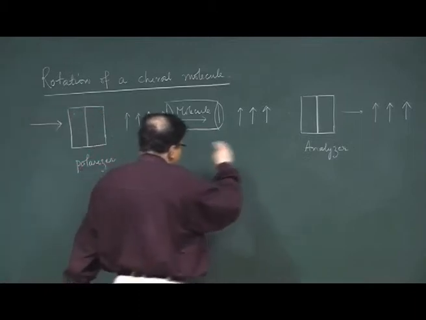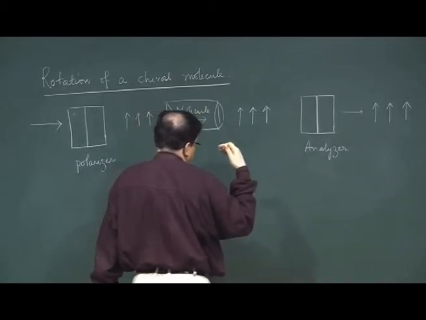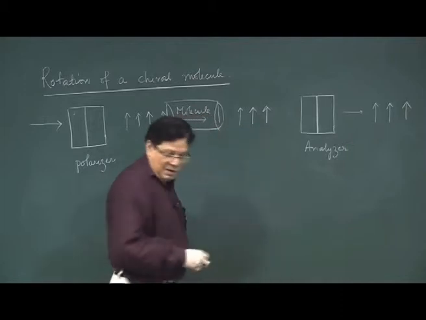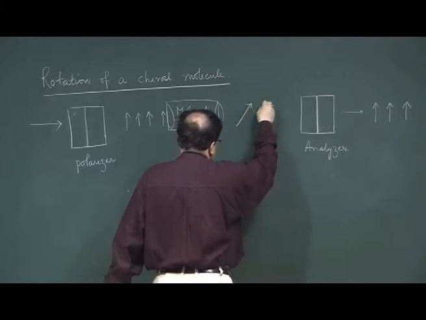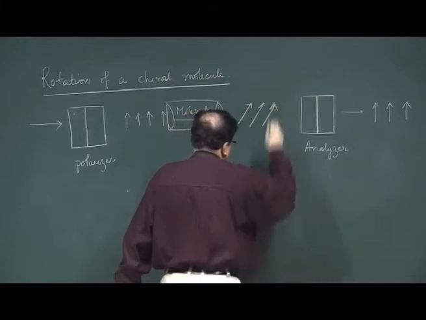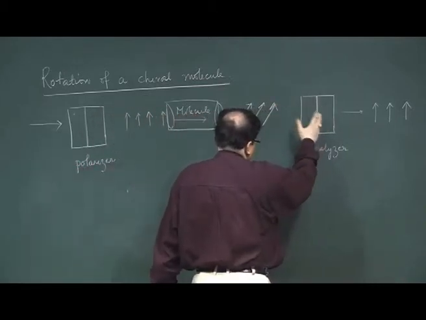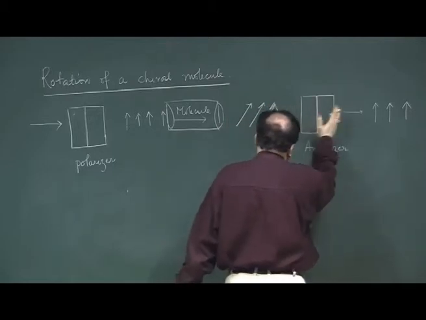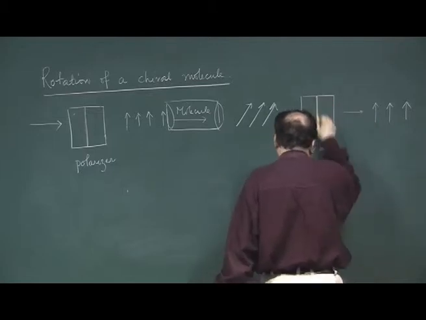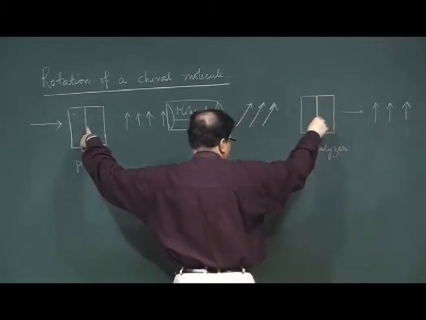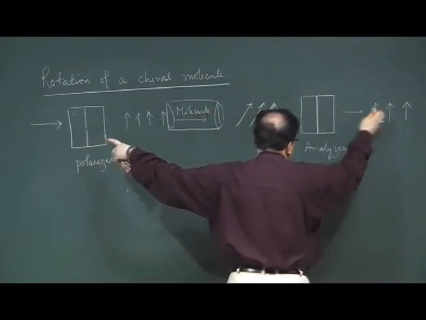But if there is a rotation of the plane of plane polarized light, then what will happen? The plane of polarization will now change, and if the plane changes, not all of the light can pass through. The light will become diminished if the two axes remain in the same direction, so some of the light will be partly cut out.